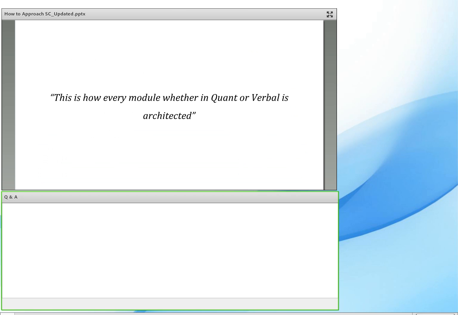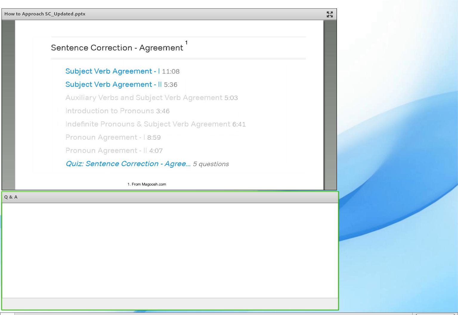And this is how every module, whether it's a quant module or a verbal module, is architected. When you compare this to the Magoosh course, what you're going to find is that there is no concept of an application file. You actually just have a quiz towards the end. And again, you don't even get a score. The intent over here is not to provide feedback, but just to provide practice. And this 5-question quiz is common to subject verb, auxiliary verbs, and pronouns. So again, much more focus when you really see over there.